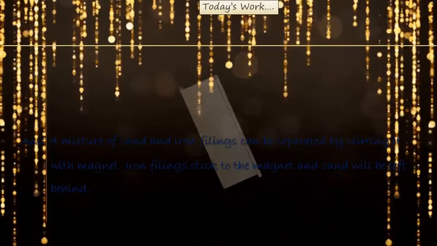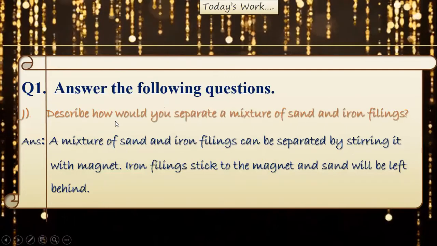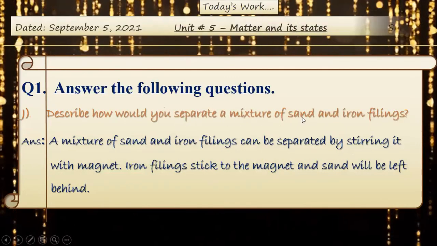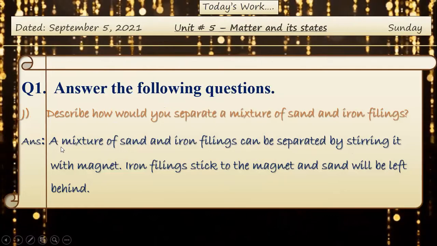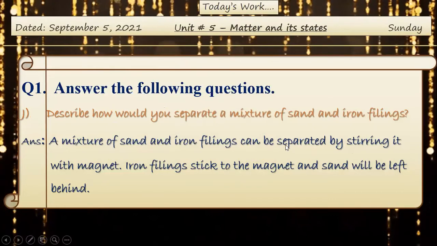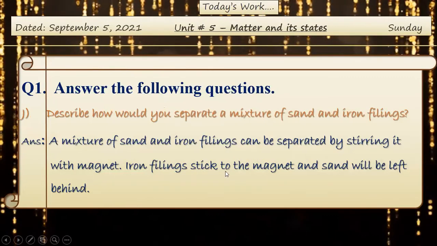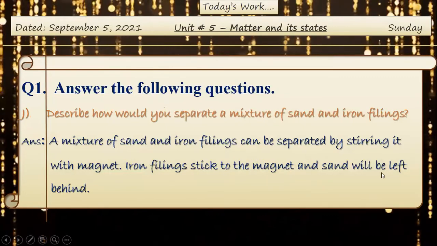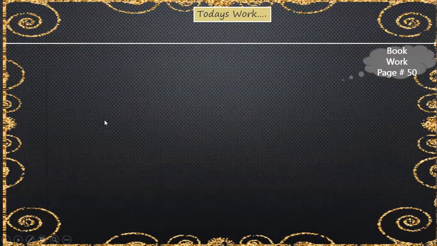Now part J. Describe how you would separate a mixture of sand and iron filings. We watched that a mixture of sand and iron filings can be separated by stirring it with a magnet. Iron filings stick to the magnet and sand will be left behind. So those are all three methods of separating different mixtures.